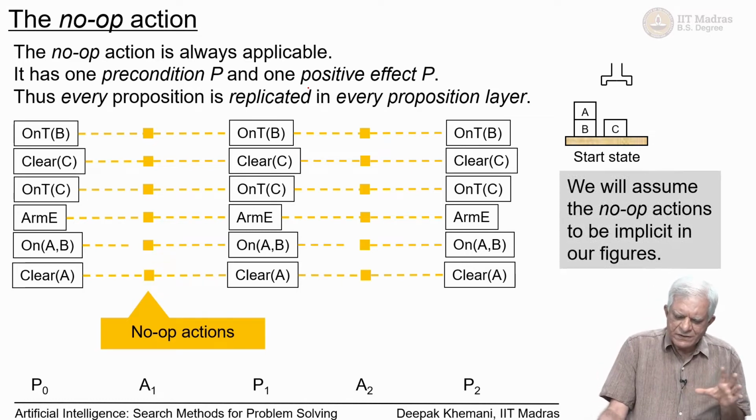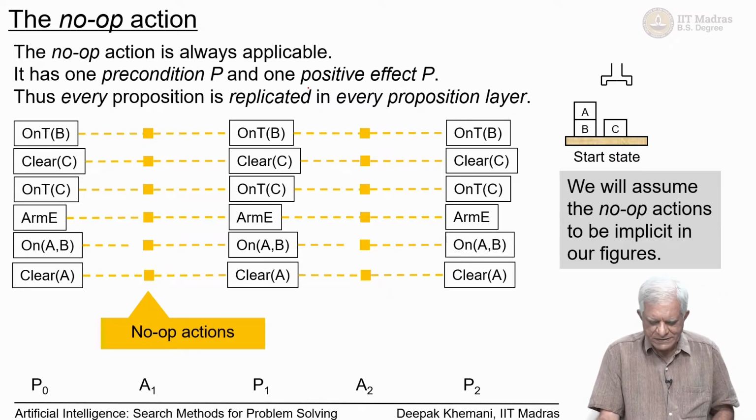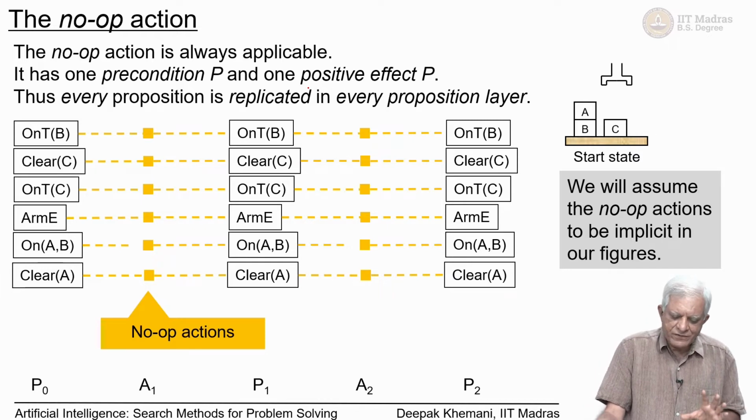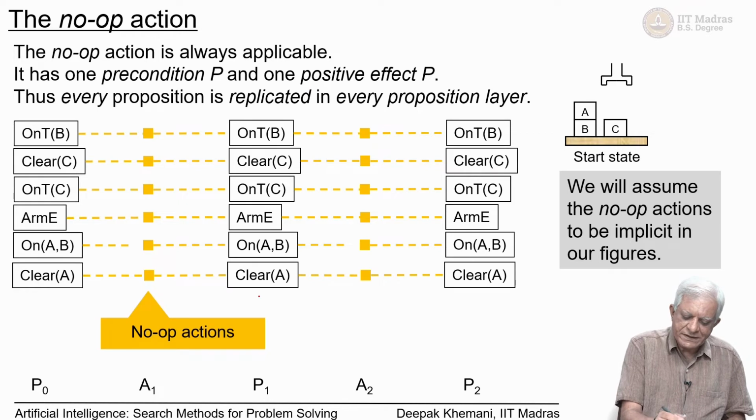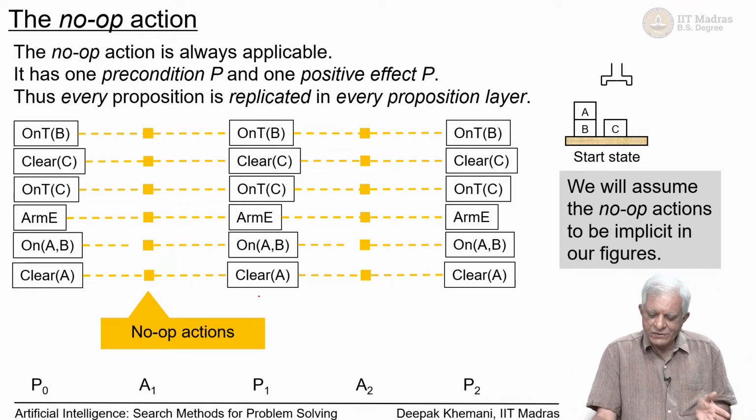So, we will assume that no op actions are always present, and to avoid cluttering up our diagrams, we will not draw the no op operations essentially. We will assume that they are there, which means that whatever propositions are there in any layer will also get copied into the next layer, because no op actions would do that essentially.